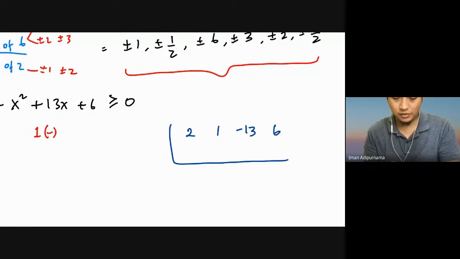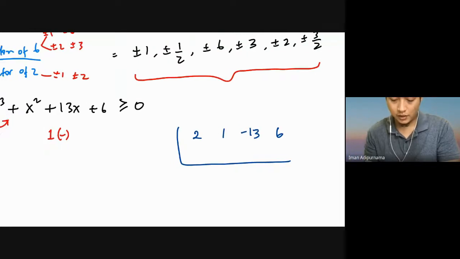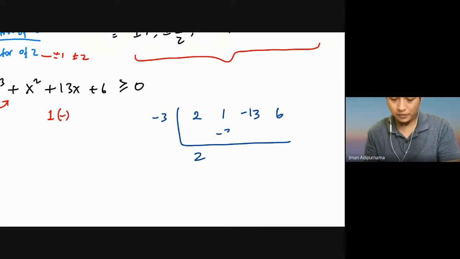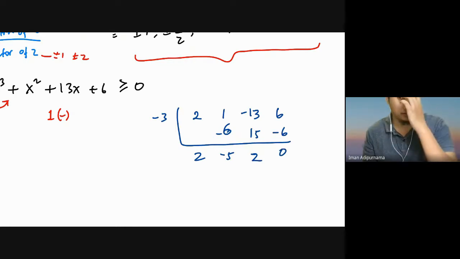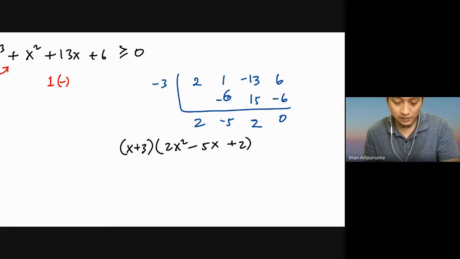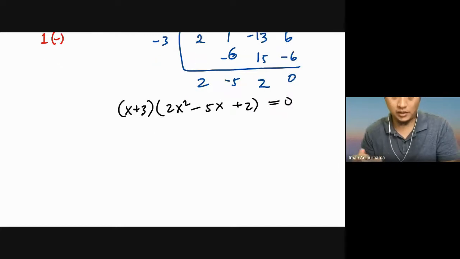And maybe we can also try another number here, negative 2, maybe negative 3. So 2, negative 6, 5, 15, 2. Oh, we got our zeros. Okay, we got our zeros. x plus 3, 2x squared minus 5x plus 2. Let's say we have this equal to 0 for now, just in case we are just dealing with the numbers first.